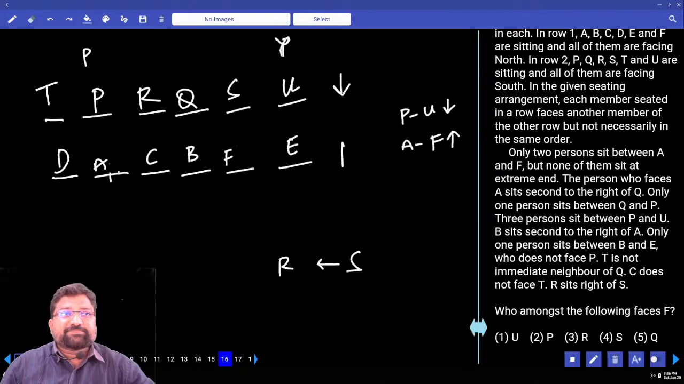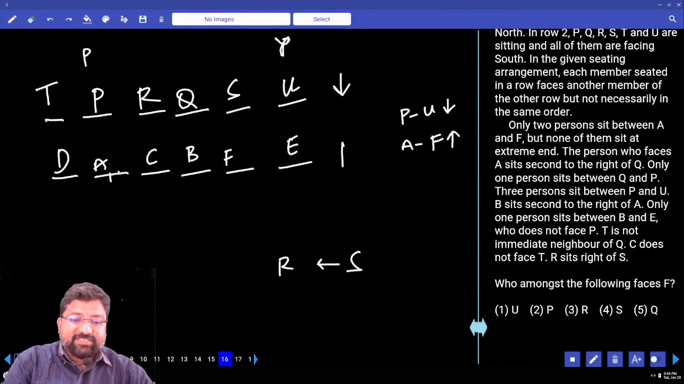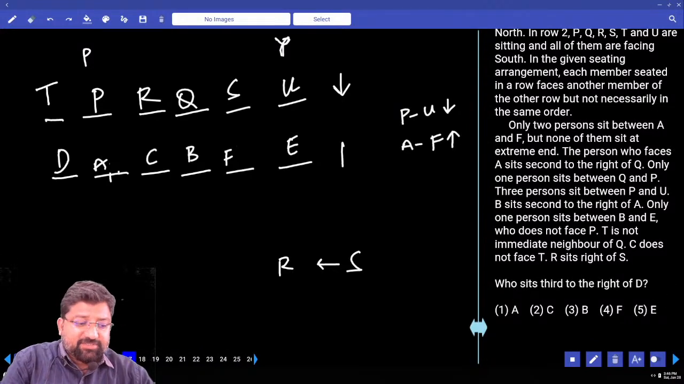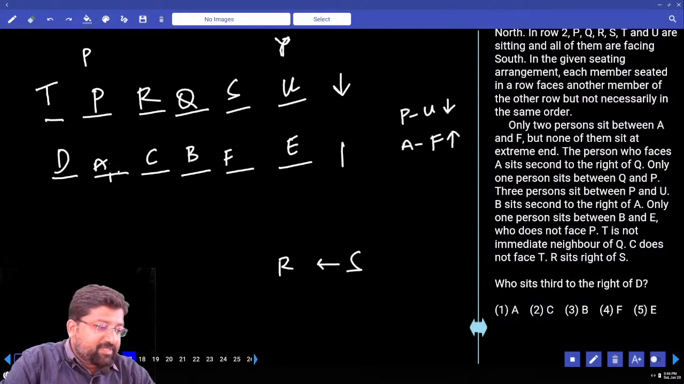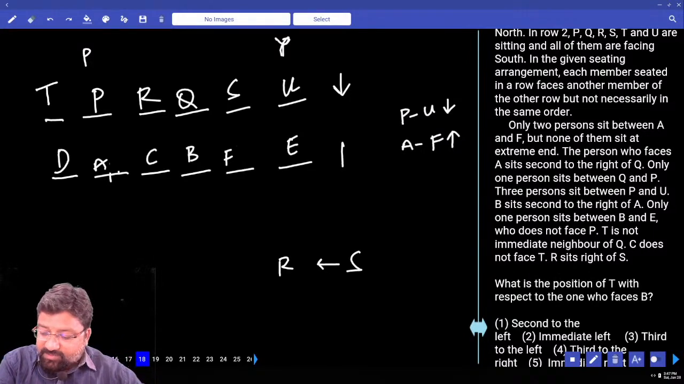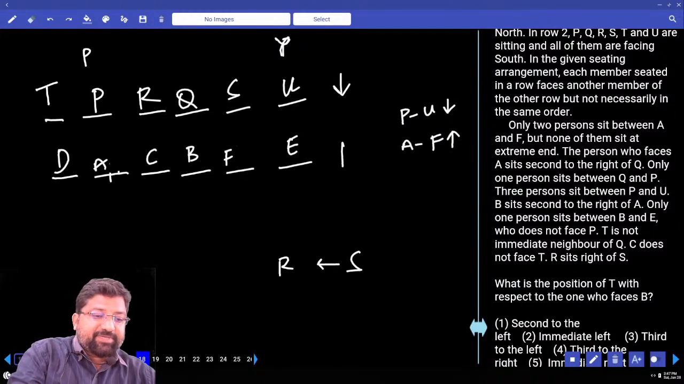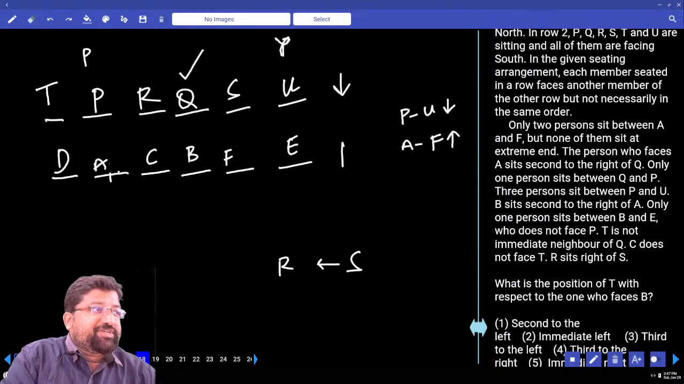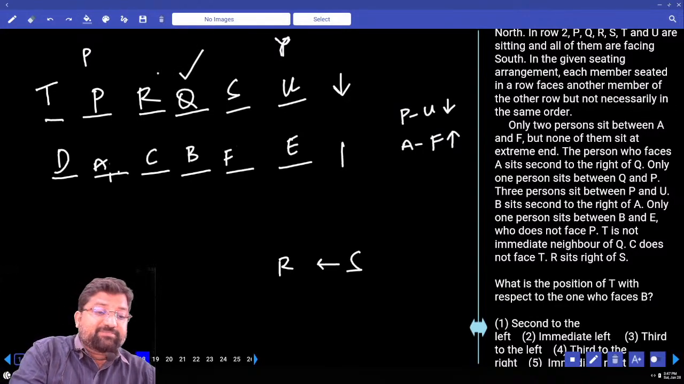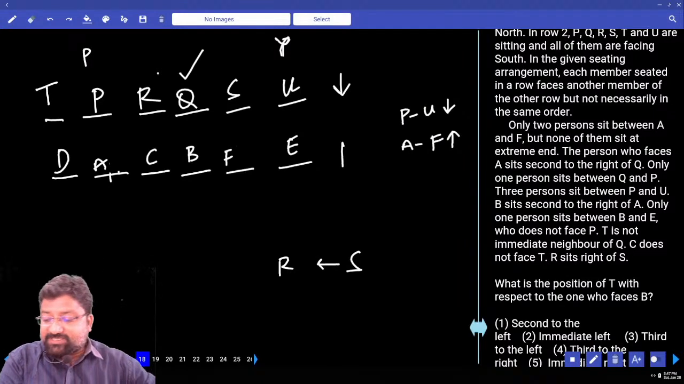Is this clear? Who amongst the following faces F? Who is facing F? Who sits third to the right of D? D is facing north. Third right of D is B. B for Bombay, third option. Okay now? 18th question. What is the position of T with respect to the one who faces B? Who is facing B? Q. Position of T with respect to Q. But Q is facing south. Then our left becomes right of Q. What should be the answer? Third to the right. Do you see third to right in the options?